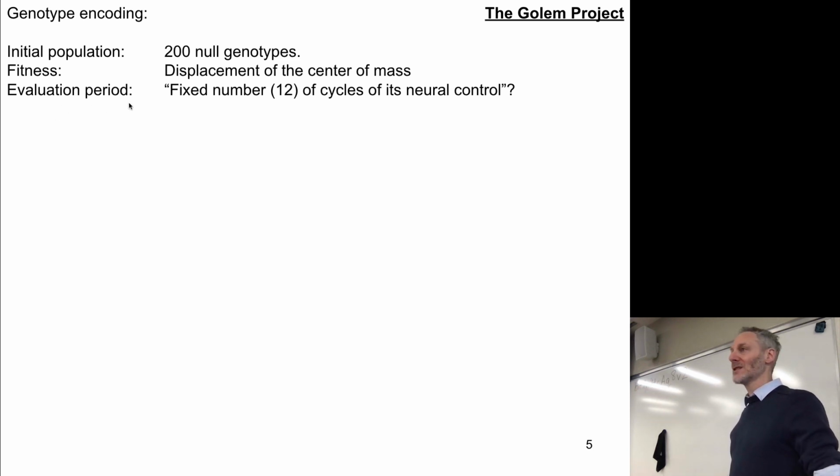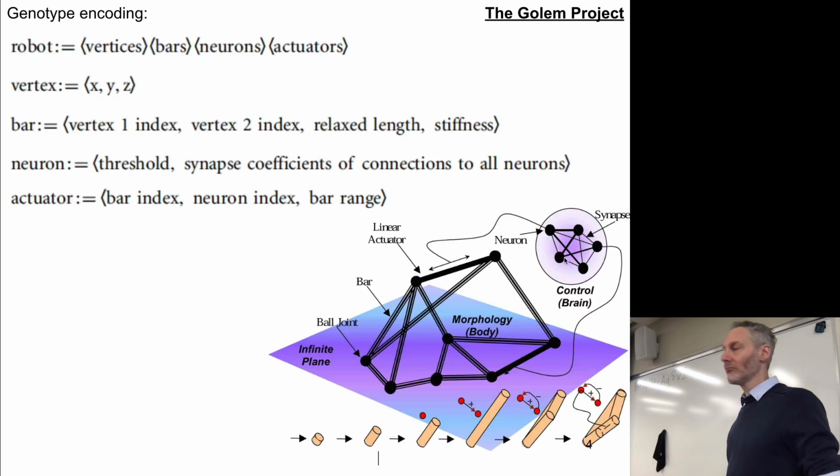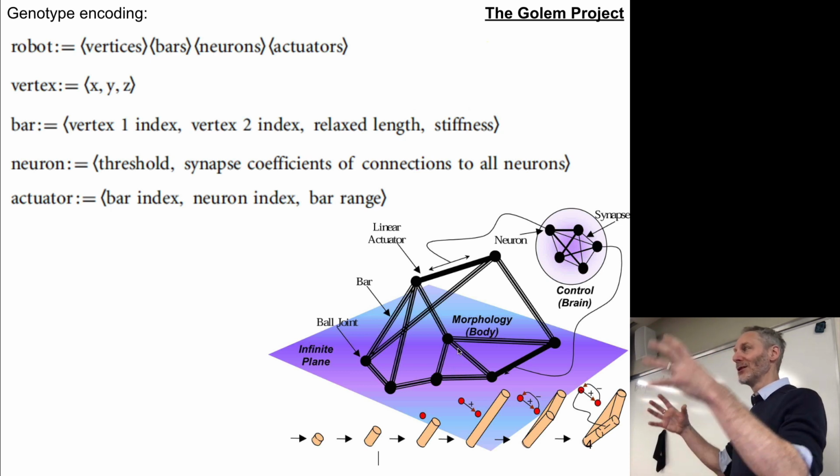How many time steps do they evaluate the simulation for? If you go and read the paper, it doesn't give you number of time steps. It says fixed number, and that fixed number was 12, of cycles of the neural control. This sounds kind of cryptic again, but it should give you a hint about what the neural control is doing. What does 12 cycles mean, or what could it mean? It's kind of like attempting 12 steps, like if locomotion is a cycle. Okay, if locomotion is a cycle, this thing is going to breathe 12 times.